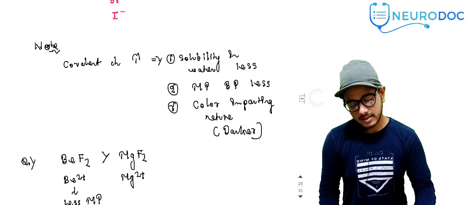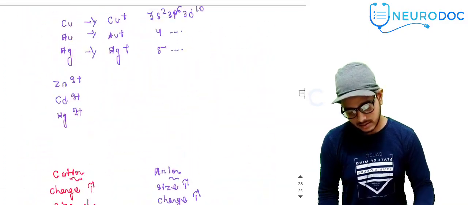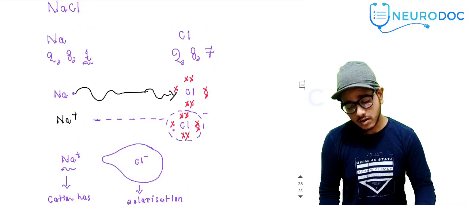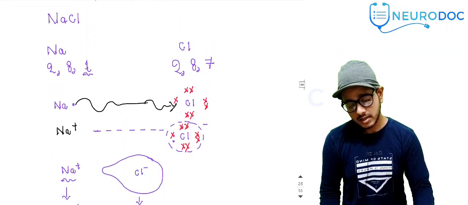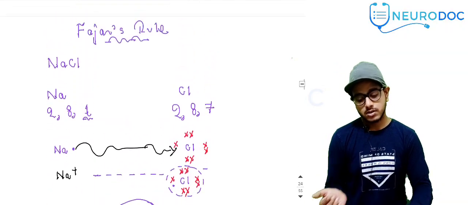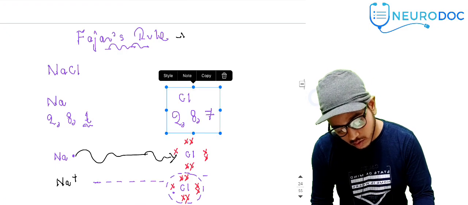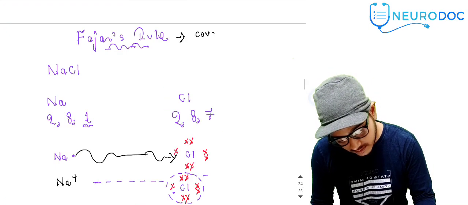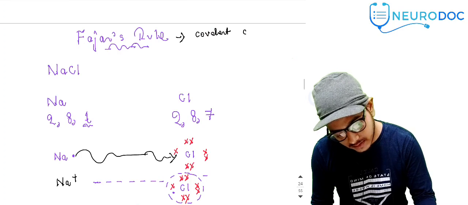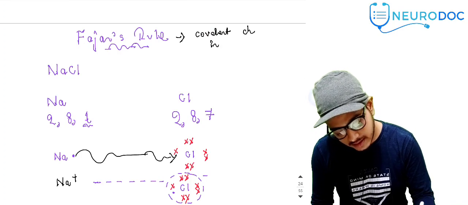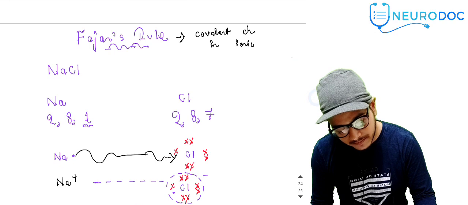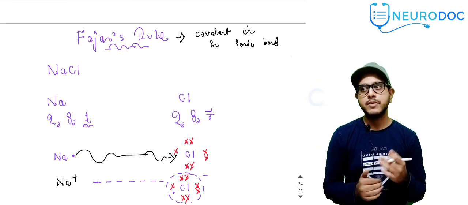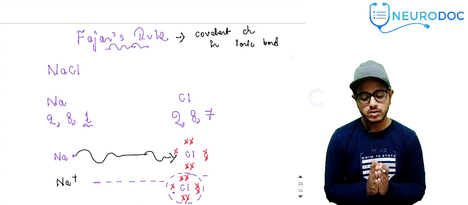So in this class we saw Fajan's rule, which tells you the covalent character in ionic bond. We saw the factors, we saw its application. So this is all about Fajan's rule.